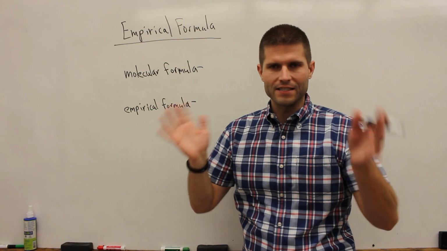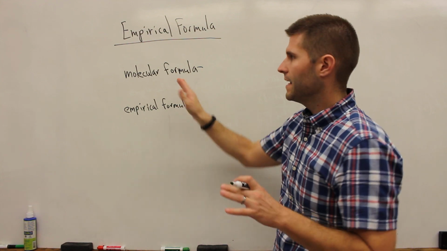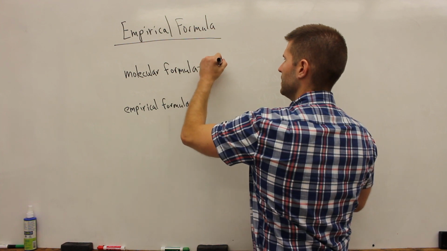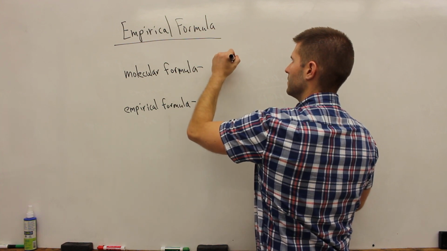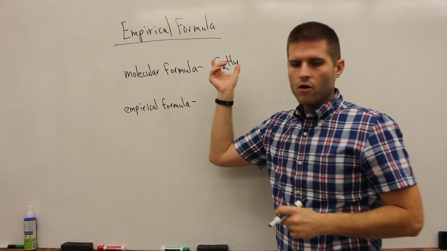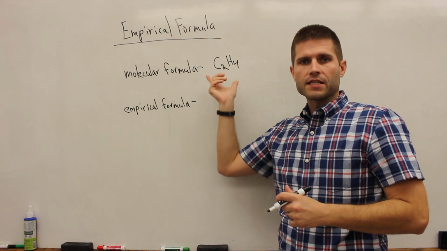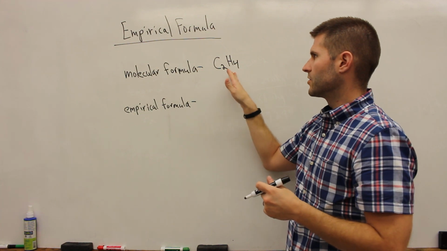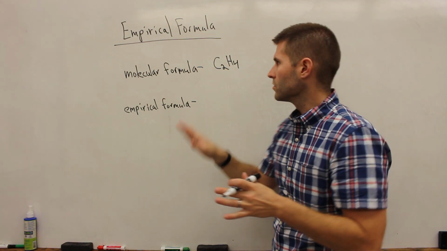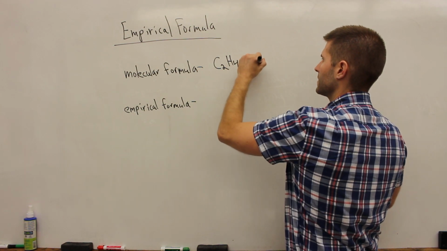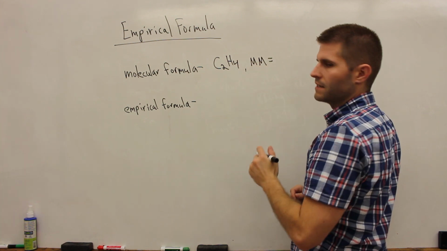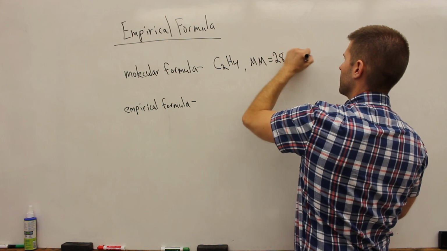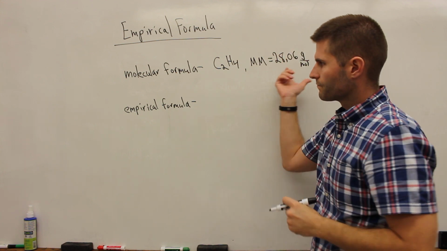So what is that? How does that work? So let's take an example. Let's take dicarbon tetrahydride. So C2H4. We know that this is definitely not the smallest whole number ratio, but this is the molecule itself. Dicarbon tetrahydride. That exists out in the world. And this thing has a molar mass of 28.06 grams per mole. Okay.